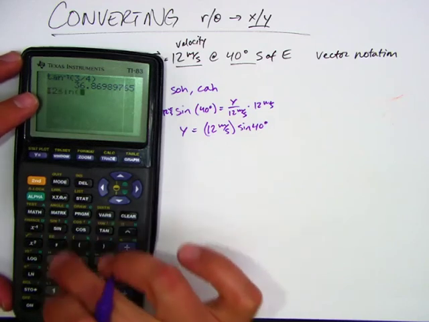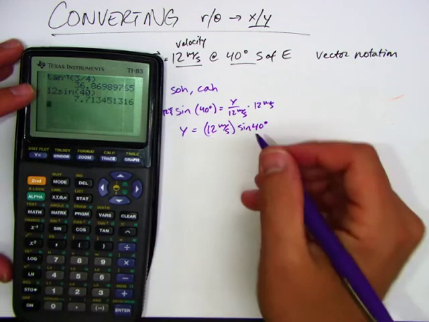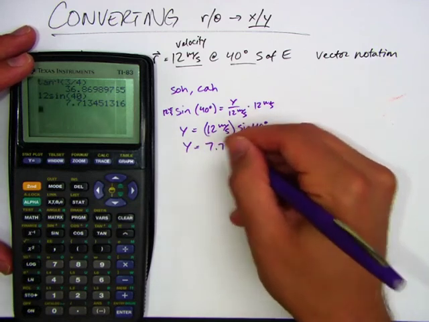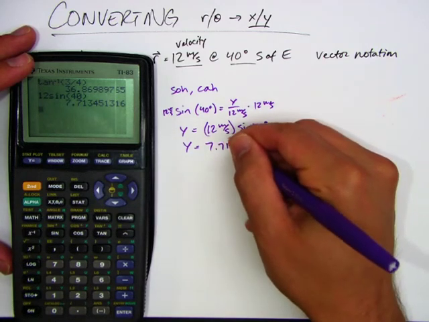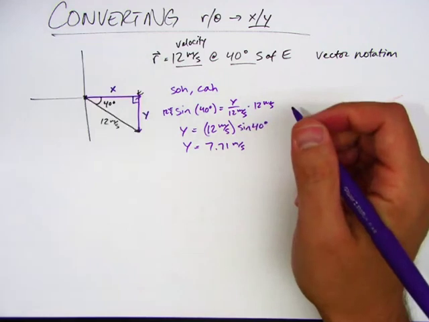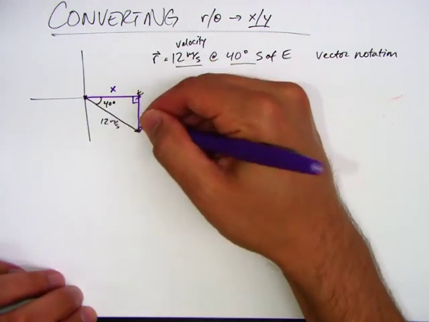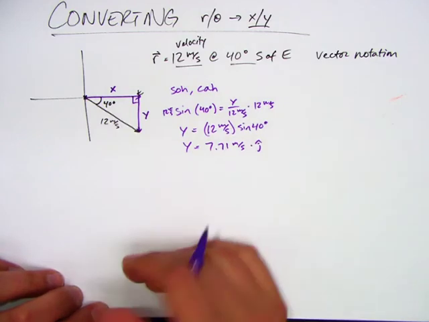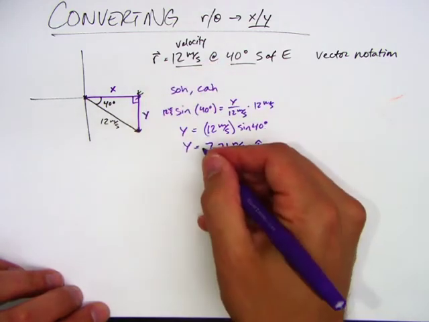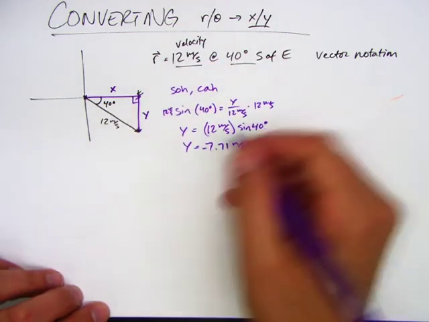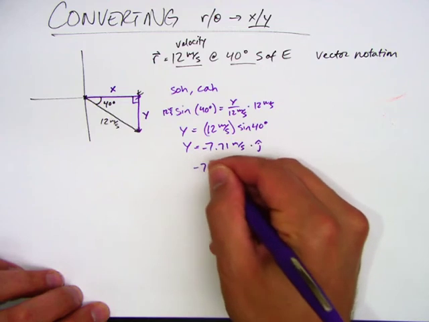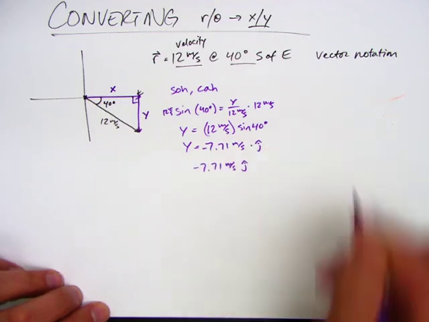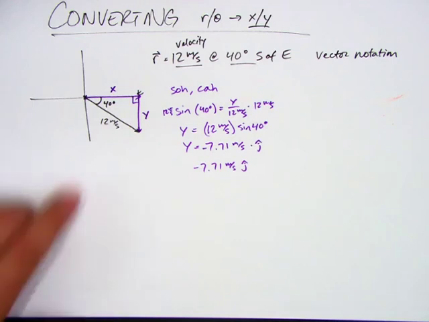12 sine 40. So the magnitude of my y vector is 7.71 meters per second. Now I need to define the direction, and this is in the y direction, so my unit vector is the j vector, and it's going down, so it's negative. So my vector notation for the y component is minus 7.71 meters per second in the j direction. All right, what about my x?